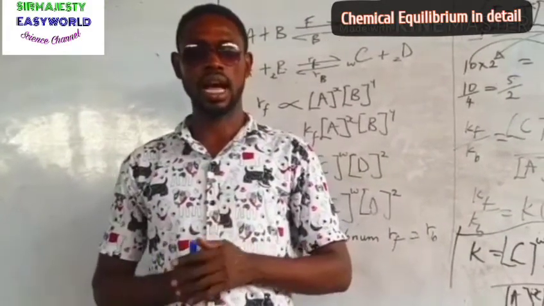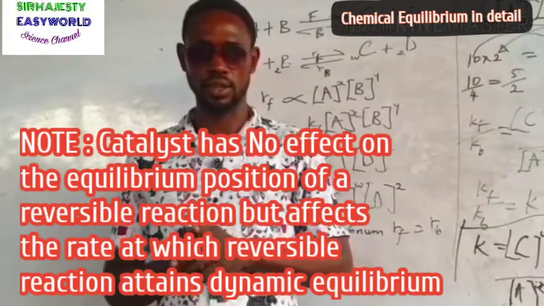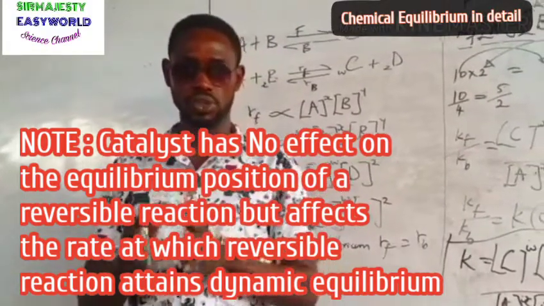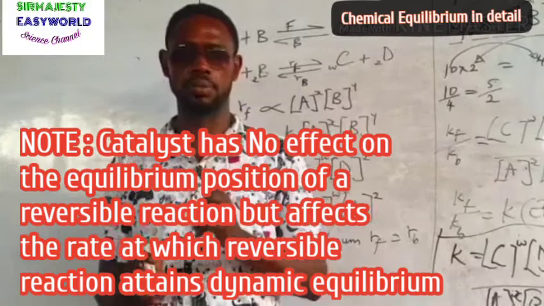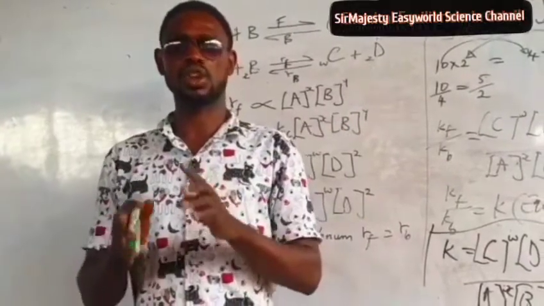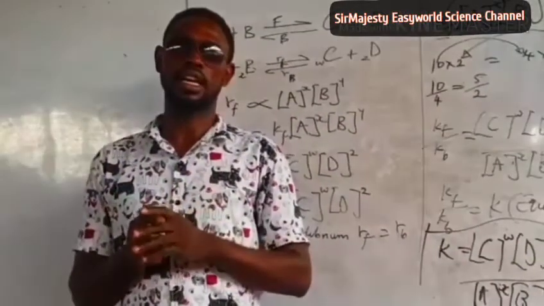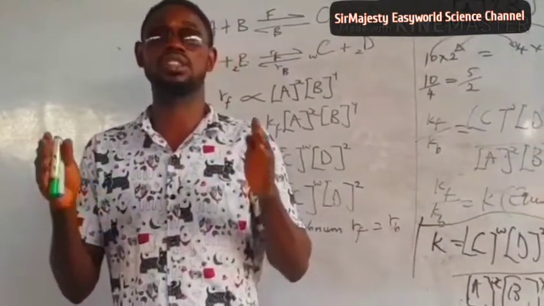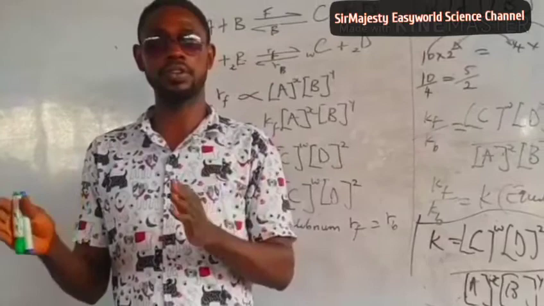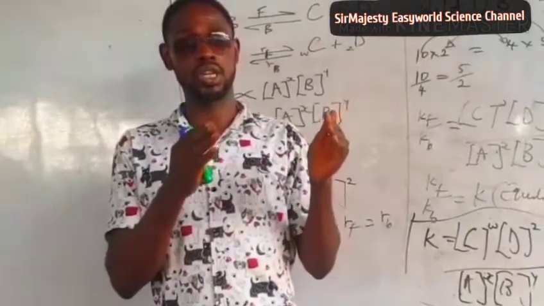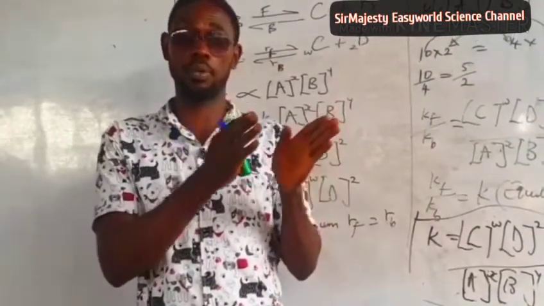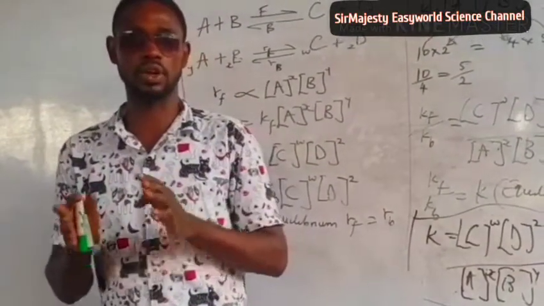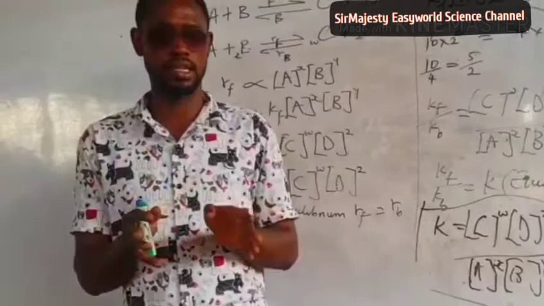Now, note, catalyst. Catalyst has no effect on the equilibrium position of a reversible reaction, but affects the rate at which a reversible reaction attains equilibrium. Reason is this: catalyst is unbiased in catalysis. A catalyst that catalyzes forward reaction will also catalyze backward reaction at the same rate. So if it is helping forward reaction proceed to its activation energy faster, it is also helping backward reaction attain activation energy faster, which means catalyst cannot shift equilibrium position to one side.